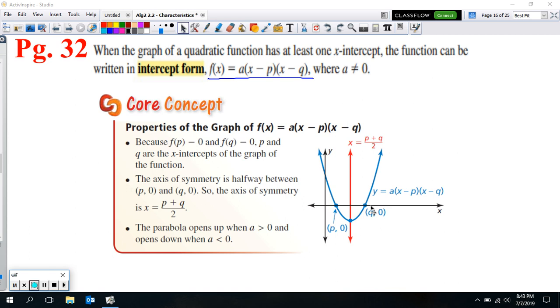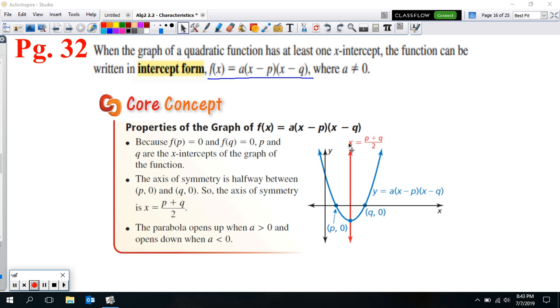But now we can't just graph it using those. We need at least the vertex always. So we still have to figure out the vertex point. We might be able to start with our x-intercepts, but we're going to need to use those x-intercepts to find the vertex point, which is going to be our maximum or minimum point. To do that, we want to do this. You might want to highlight this right here.